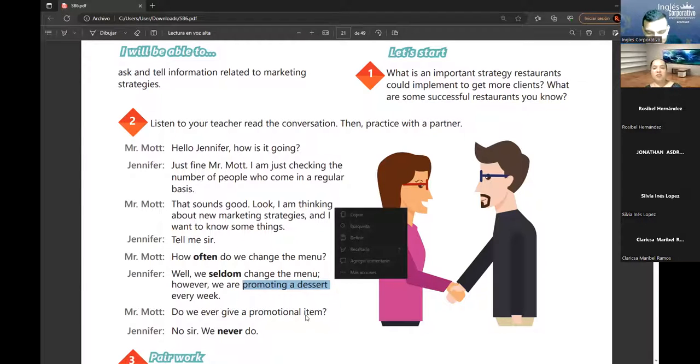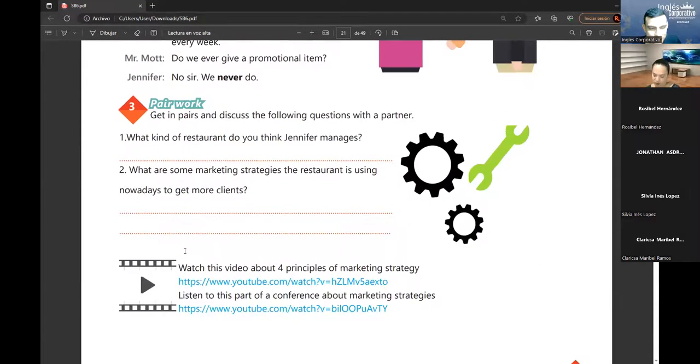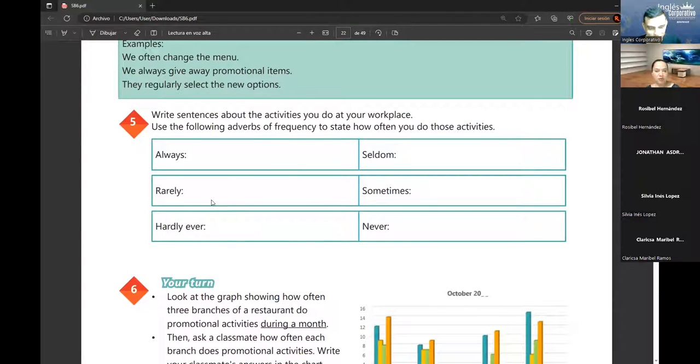Okay, este es item. Item. Sí, en español, lo que sucede es que en español decimos ítem, ¿verdad? Pero en inglés es item. Este es menu. Menu. Yes, menu. Okay, good. Item. Okay. Bueno, muy bien. Vamos a recordar las prepositions. No, I'm sorry, the adverbs of frequency.